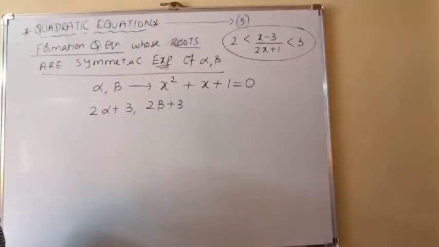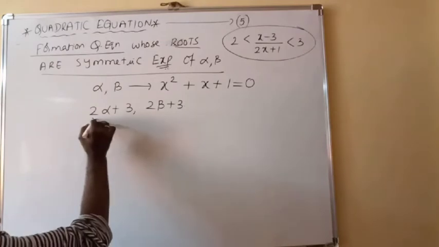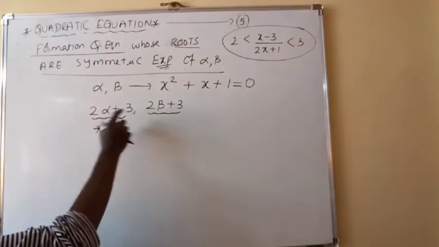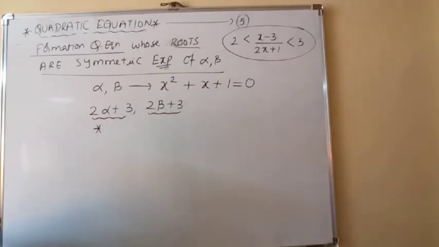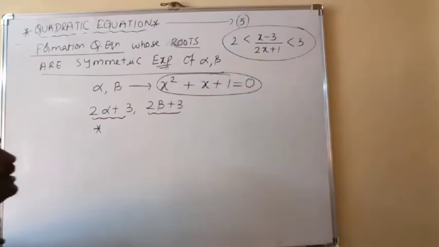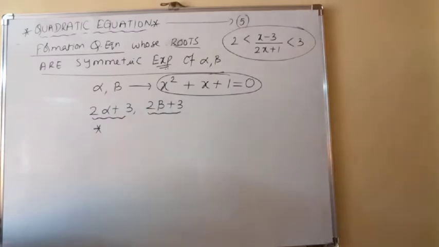One of the models I am doing. Here observe the roots are symmetric expressions of alpha and beta, because if I interchange the alpha and beta positions, the roots will be the same only. So this is the equation whose roots are alpha and beta. Now we have to find the equation whose roots are 2 alpha plus 3 and 2 beta plus 3.